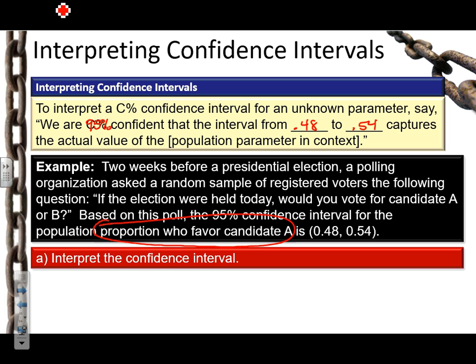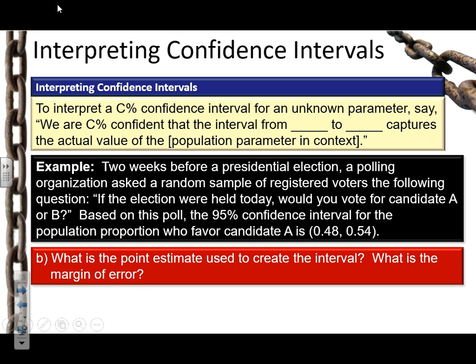If it was a mean problem, we would say we're 95% confident that the interval from, let's say, 0.48 to 0.54 captures the actual value of the true mean of whatever was in the problem. Okay? So that's the big thing when you're working on interpreting the confidence interval. The first part is usually pretty straightforward, so they're going to give you all that. The thing you have to look for and be able to put into words is the context. Okay? All right?